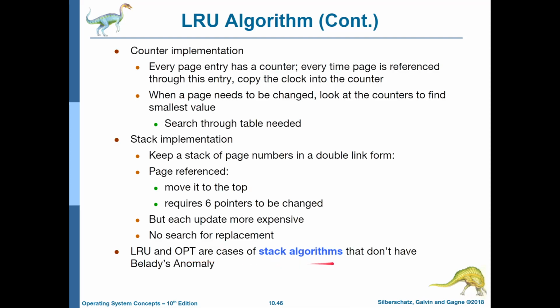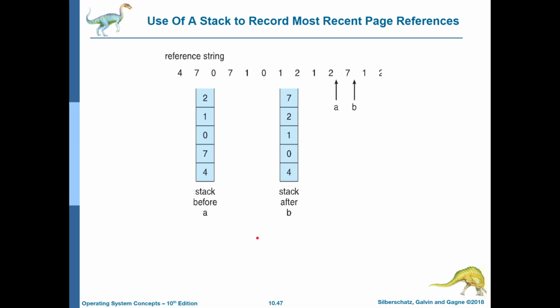We see that both LRU, the least recently used, and optimal algorithms were cases of stack algorithms that don't have Belady's anomaly. So again, if we have at point A, our stack looks like this, 2, 1, 0, 7, 4, and we have a memory access of 7, then this 7 entry is moved to the top of the stack. And what we do is we replace using the lowest value.